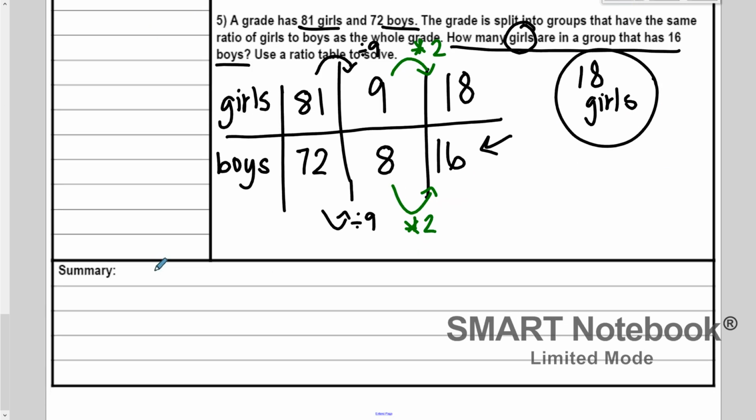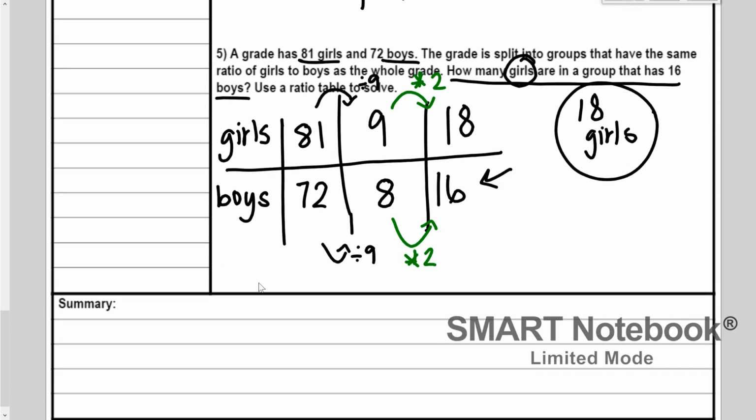Take a minute, write a short little summary, just summarizing what you learned today about ratio tables. And then you can get started on your homework.